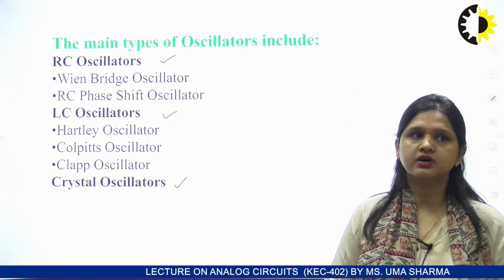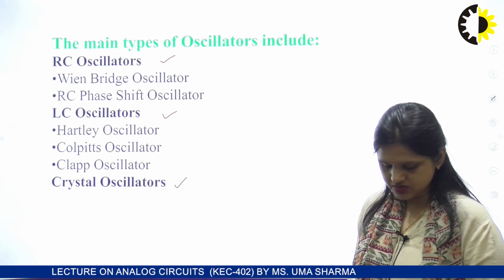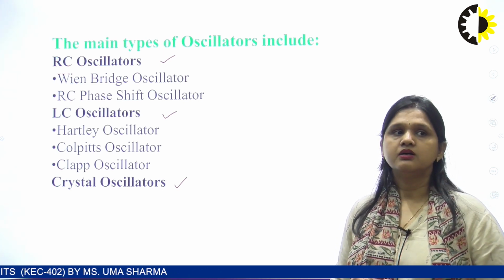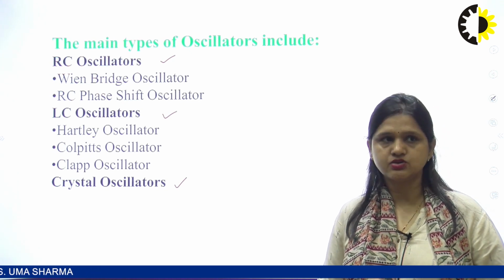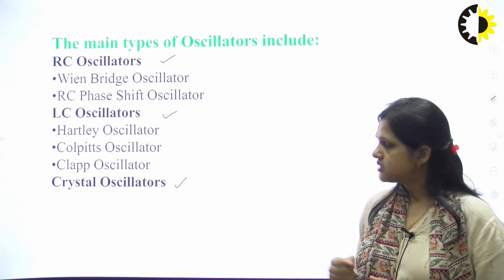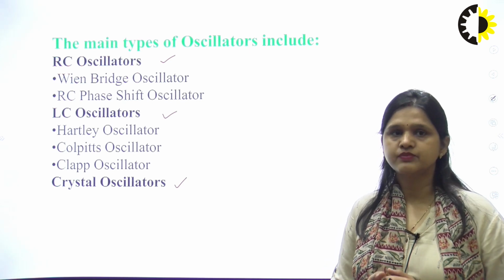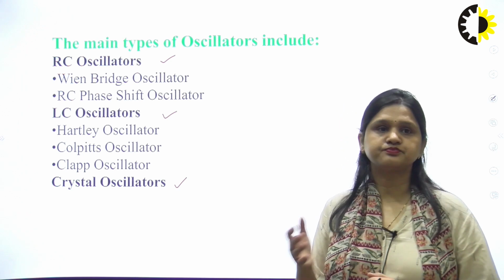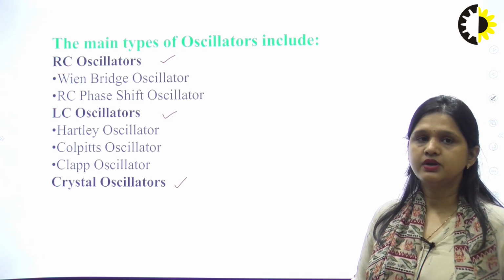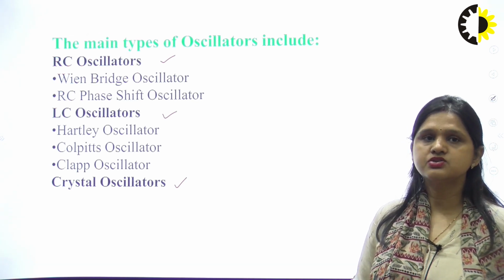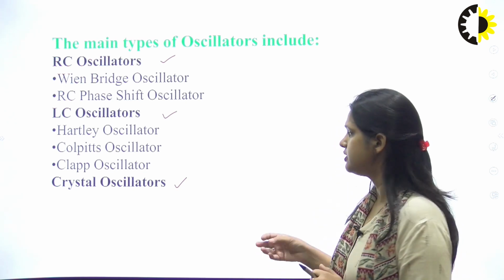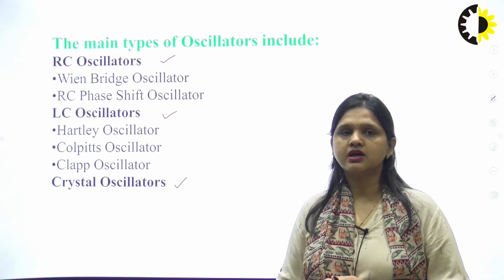In the RC oscillator, again there are two types of oscillators. One is known as the Wien bridge oscillator, the second is known as the RC phase shift oscillator. In the case of the RC oscillator, the feedback network is made up of R and C only, whereas in the case of the LC oscillator, the feedback network is made up of L and C. The concept of the crystal oscillator is different from RC and LC oscillators. Here we use a crystal in place of the passive component. So the category is based on the feedback network. Again I am repeating: if the feedback network is made up of R and C only, then it is known as an RC oscillator. If the feedback network is made up of L and C only, then this is known as an LC oscillator, and if the feedback network is made up of a quartz crystal, then it is known as a crystal oscillator.